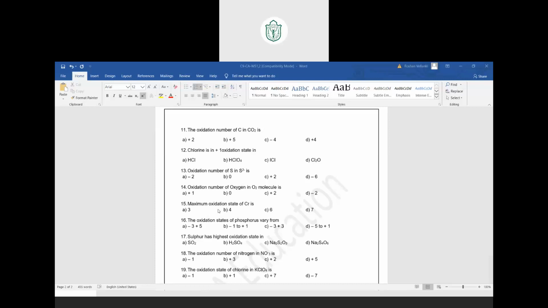Next, maximum oxidation number of chromium. Just leave this. We'll have one compound with chromium. I'll discuss that, 15th one. Next, go to the 16th. Oxidation number of phosphorus varies from. Oxidation number of phosphorus.